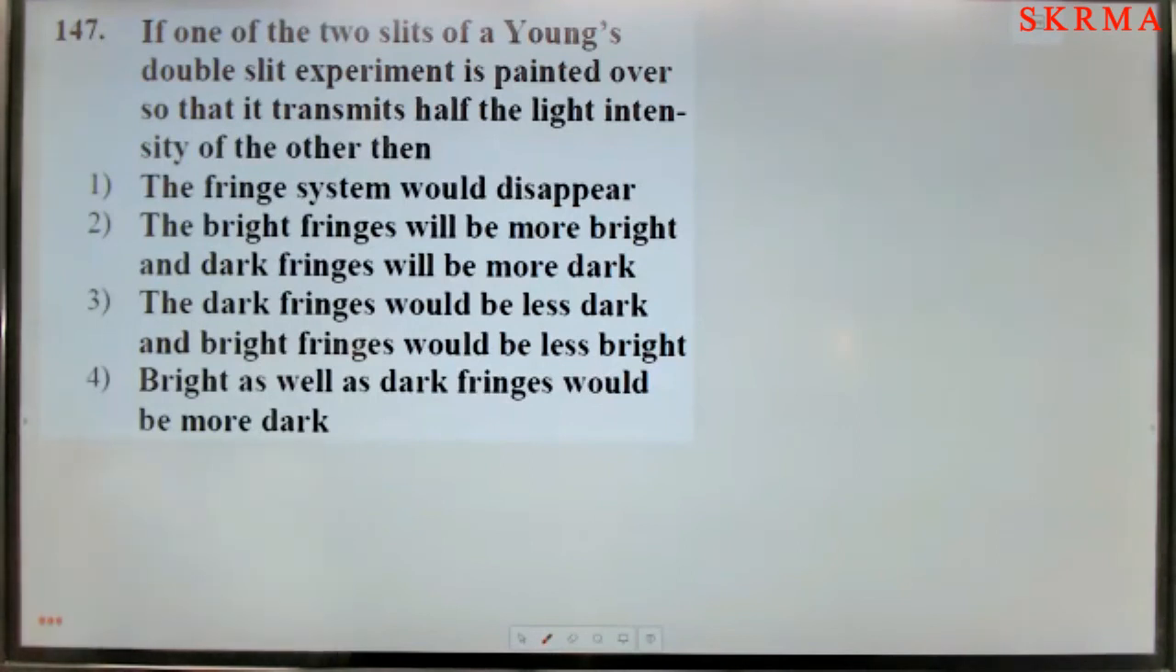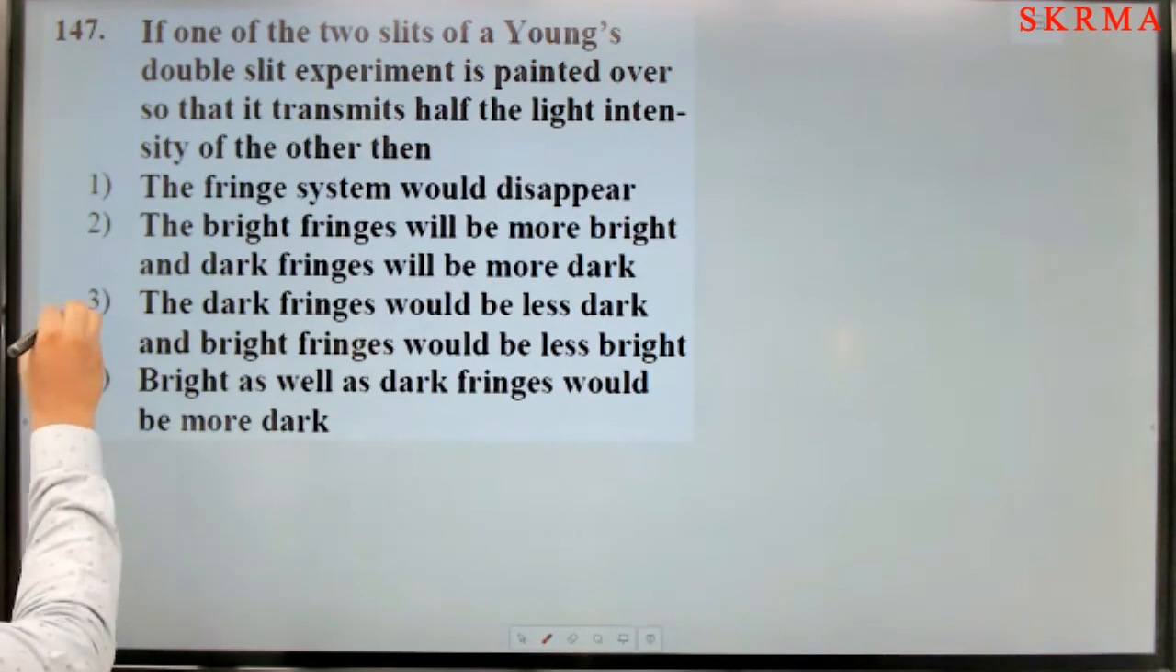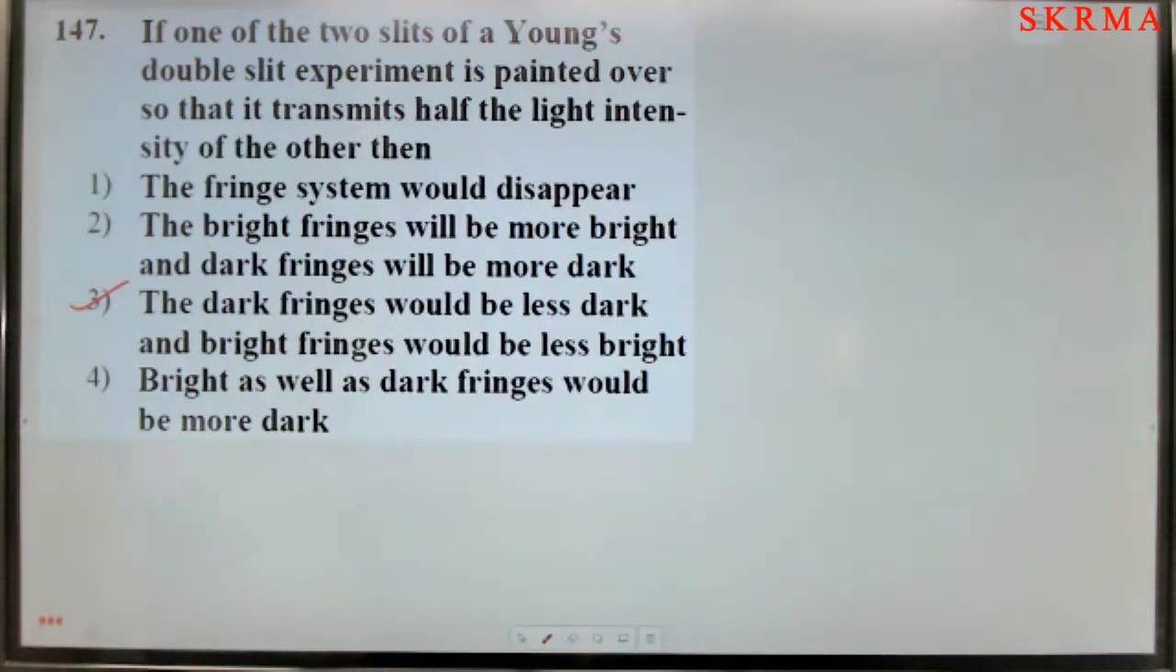Next, if one of the two slits of Young's double slit experiment is painted over so that it transmits half the light intensity of the other, then the correct answer is that the dark fringes would be dark and the bright fringes would be less bright. So brightness will decrease. If you paint one of the slits, the brightness will decrease. So third option.